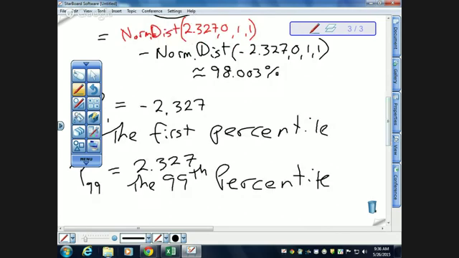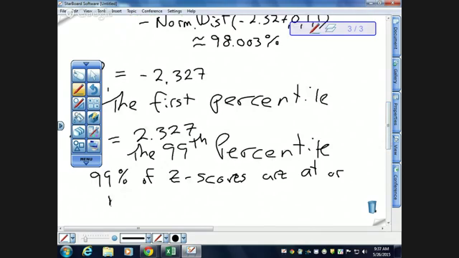Now say that definition again. Okay, so for the 99th percentile, 99% of z-scores, or thermometer readings, I'm going to call them z-scores for now, are at or below a score of 2.327.